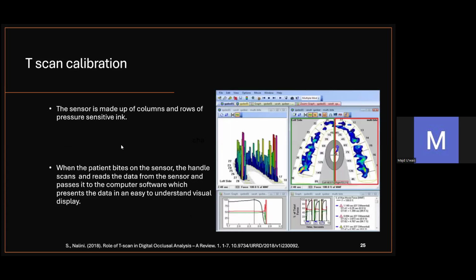Regarding calibration, the sensor is made of columns and rows of pressure-sensitive ink. So when the patient bites on the sensor, the handle scans and reads the data from the sensor and passes it to the computer software, which presents the data in an easy-to-understand visual display, as you can see in this figure.